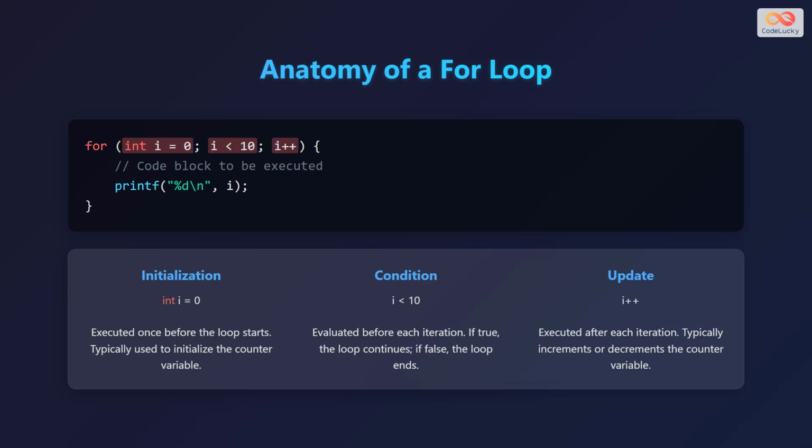The first part, the initialization, which is int i = 0, is executed only once before the loop starts, and it's typically used to initialize the counter variable. The second part is the condition, i < 10. This is evaluated before each iteration. If it's true, the loop continues. If it's false, the loop terminates. The third part is the update, i++. This is executed after each iteration, and it typically increments or decrements the counter variable.